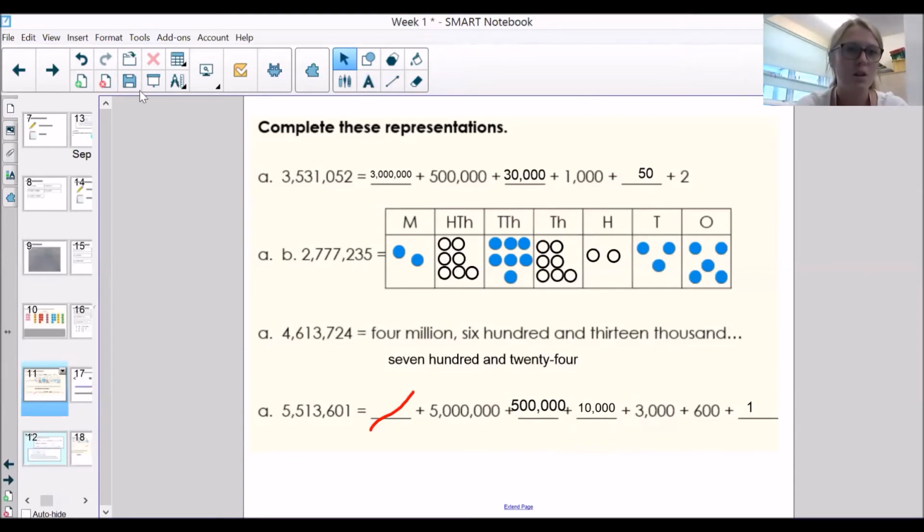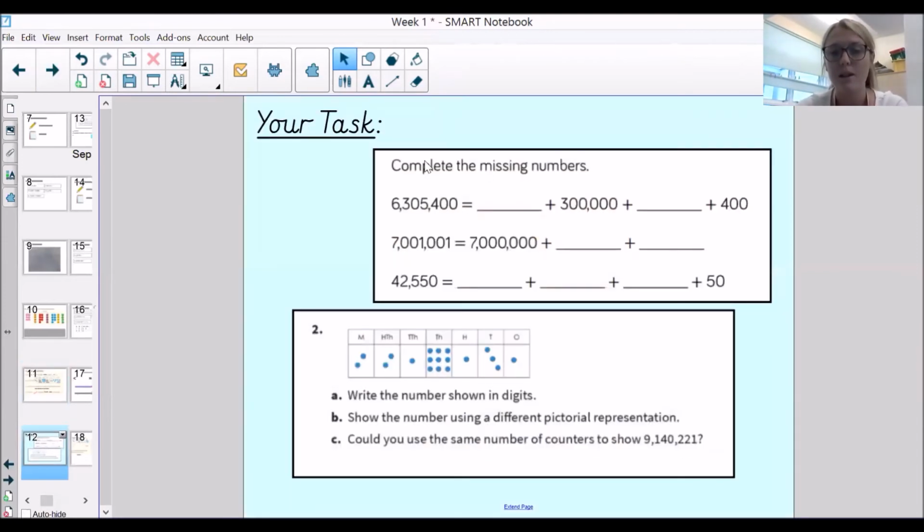Okay, so moving on to your task. You've got some complete the missing numbers like we have just done. And then the second question asks you to write the number in the place value chart shown in digits, so just in numbers. Extra challenge if you can write it in words as well, thinking about what we did yesterday. B, show the number using a different pictorial representation. If you want to show that as a partition number sentence, that's great as well.